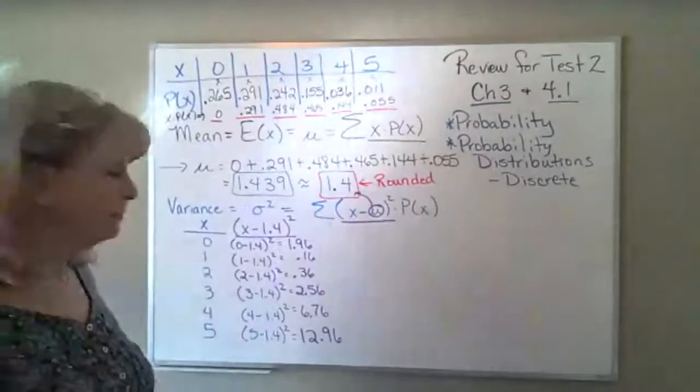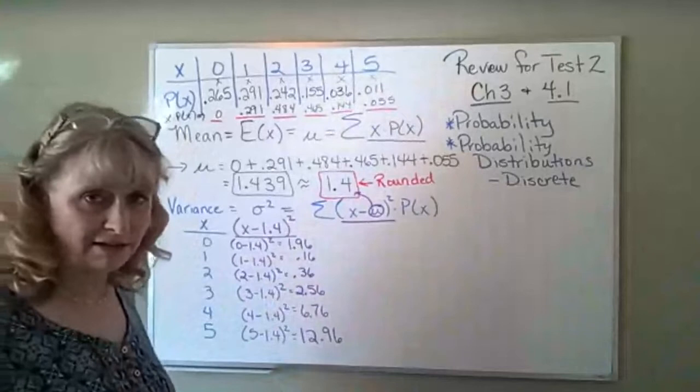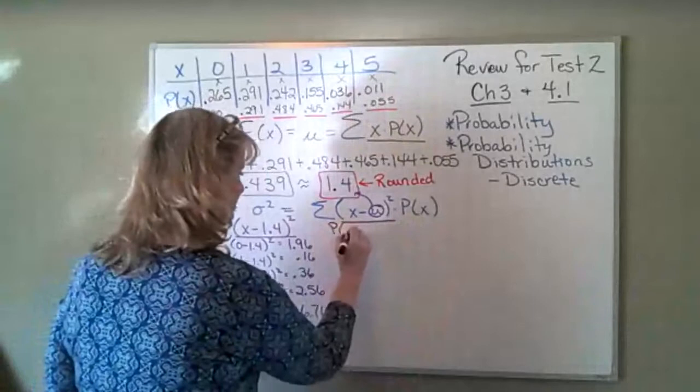Okay, hopefully everybody's close to this point, or you've at least copied mine. You aren't going to add these numbers. These are not the numbers you add. The numbers you have to add to get the variance are, you have to take these numbers and multiply them by their respective probabilities. So I'm now going to put a column here for P of X.